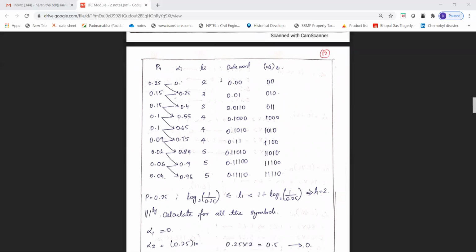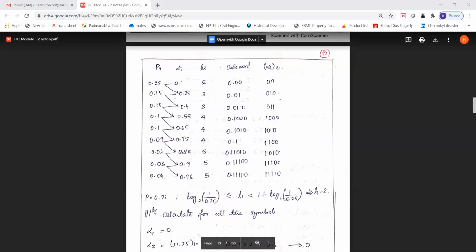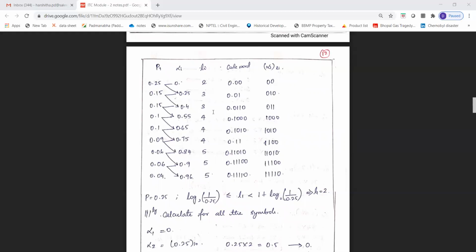So since length is 2, I'll be considering 2 bits after the decimal point. So it is 0 and 0. Next, for the second symbol, I'll be considering up to 3 bits after the decimal point. So since there are only 2 bits here, I'll add one more 0. Okay, the value doesn't change. So it is 0, 1 and 0. Next here, length is 3. So I'll be considering 3 bits after the decimal point. So that is 0, 1 and 1.